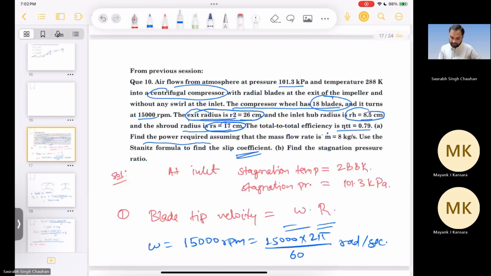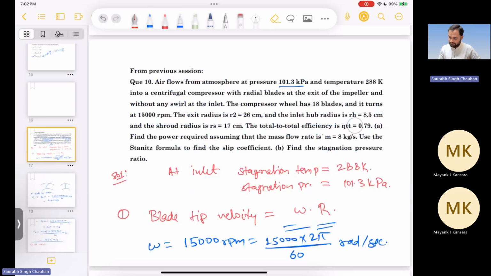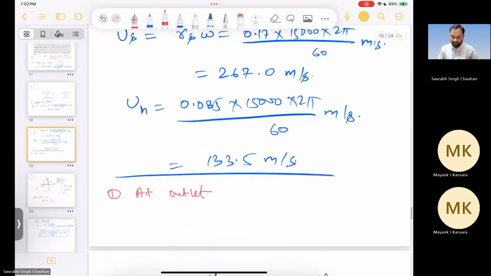What else? Let me erase these things. Now it is saying that there is no swirl at inlet. So without any swirl at inlet means there is no whirl component of velocity, right? So all the flow is in the axial direction. Inlet flow is in the axial direction.